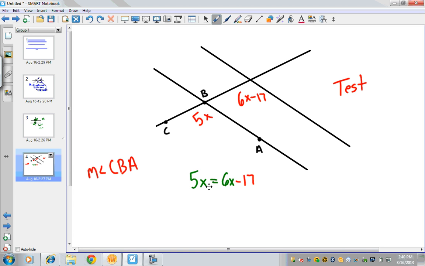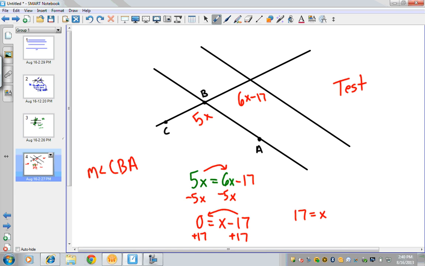All right, so we're setting them equal to each other, and then we're going to solve. I'm going to bring the 5x over by subtracting 5x from both sides, and I get 0 is equal to x minus 17. Now I'm going to bring the 17 over to finish solving for x. So that means 17 is equal to x.